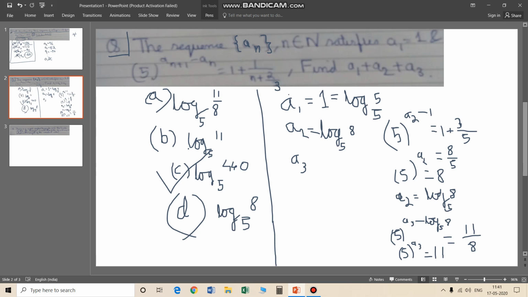a playlist on log. Then taking log base 5 on both sides, A3 will be log 11 base 5. Add all. The answer will be 5 into 8, 40, into 11, log 440 base 5. Done. This is the answer.